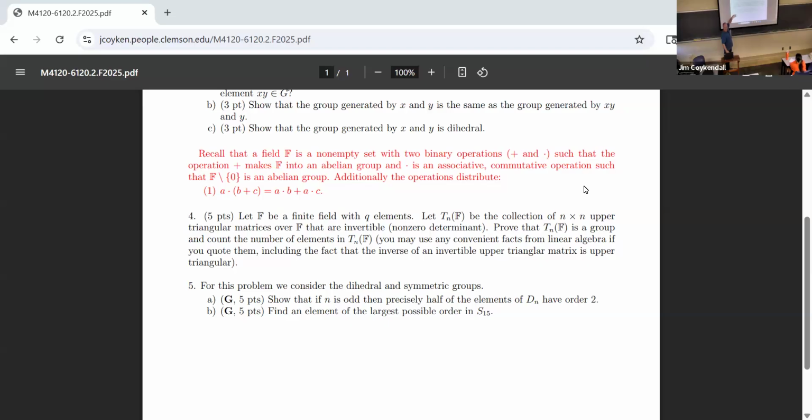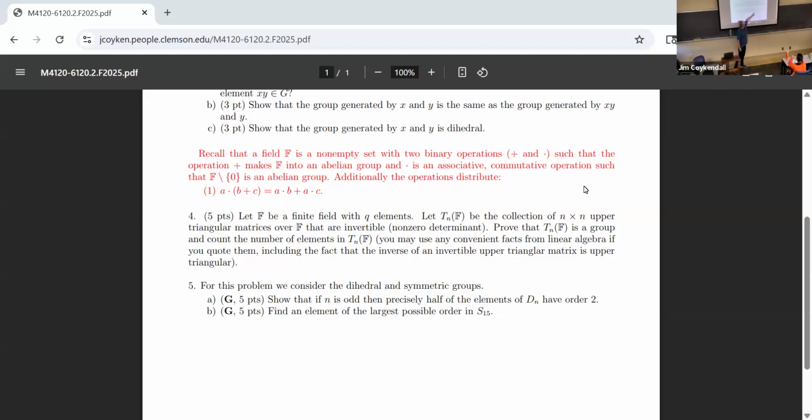Finally, 5, you don't have to do. These are optional problems, but I put them out there for you anyway. These are extra credit problems, just for fun. You can turn them in for extra credit. Part A, show that if n is odd, then precisely half the elements of the dihedral group on n have order 2. We'll see what that is for.